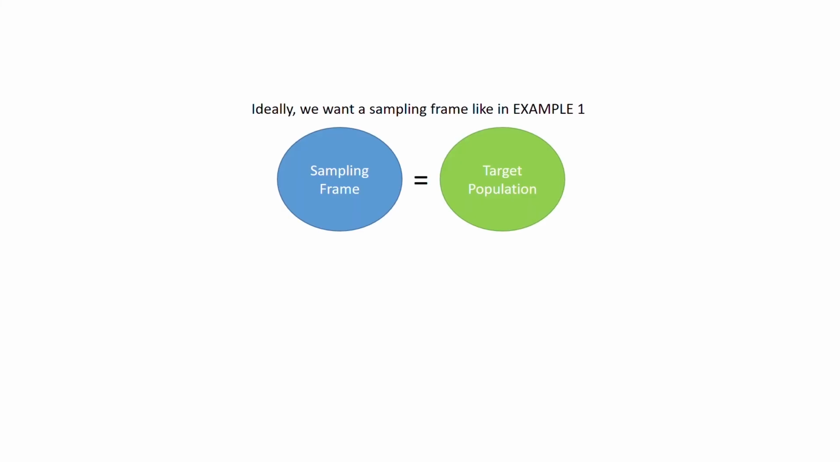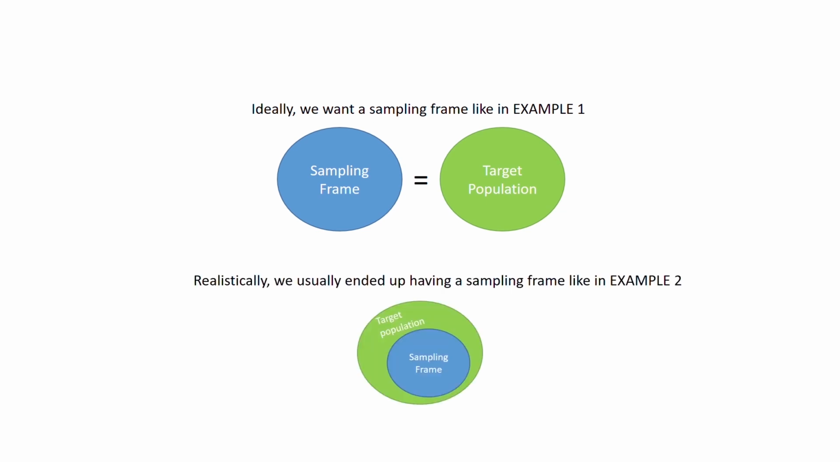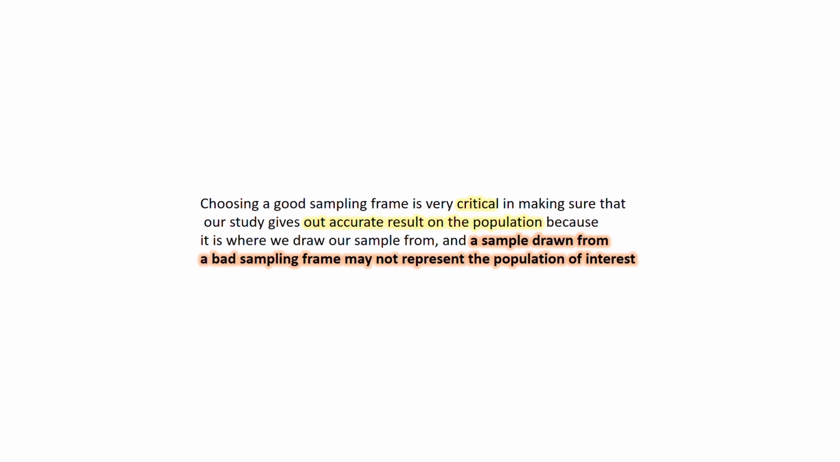And so you see that from the two examples I've shown you, ideally we want a sampling frame like in example 1, where our sampling frame size is equal to the target population size, which means we have a list of everyone. But realistically, we usually end up having to resort to a sampling frame like in example 2, where our sampling frame is much smaller than our target population. But even then, we have to make sure that we choose a good sampling frame, because choosing a good sampling frame is very critical in making sure that our study gives accurate results on the population. It is where we draw our sample from, and a sample drawn from a bad sampling frame may not represent the population of interest.